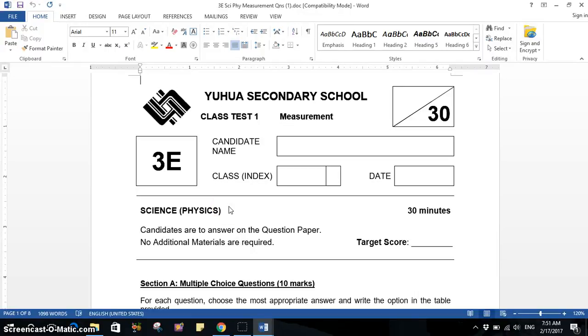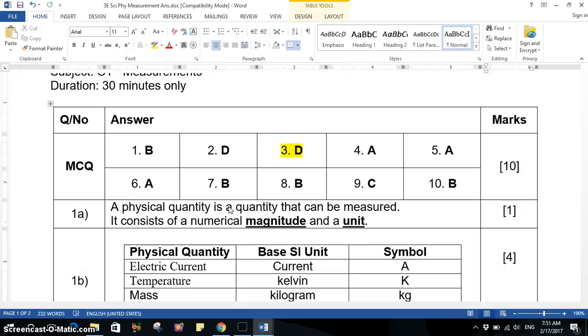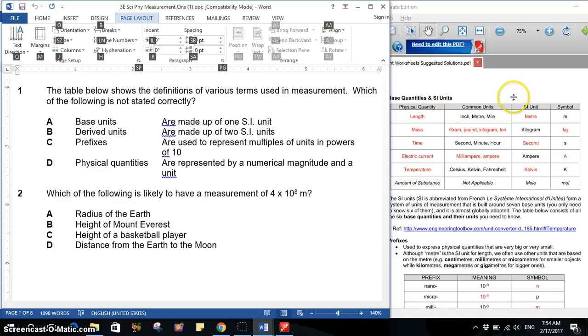This is the explanation for class test 1 structure question. Please do your corrections as we go through the paper. First, explain what is meant by physical quantity. Now this is asking for the definition of physical quantity, and the two keywords are magnitude and unit.